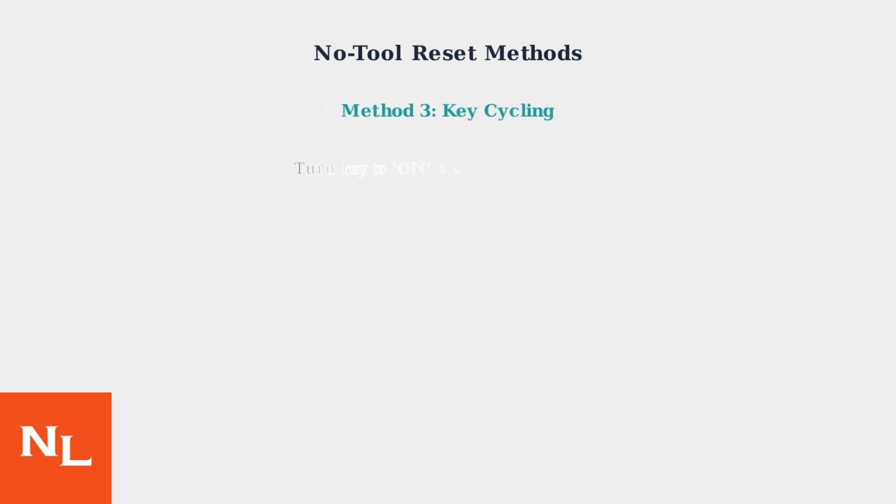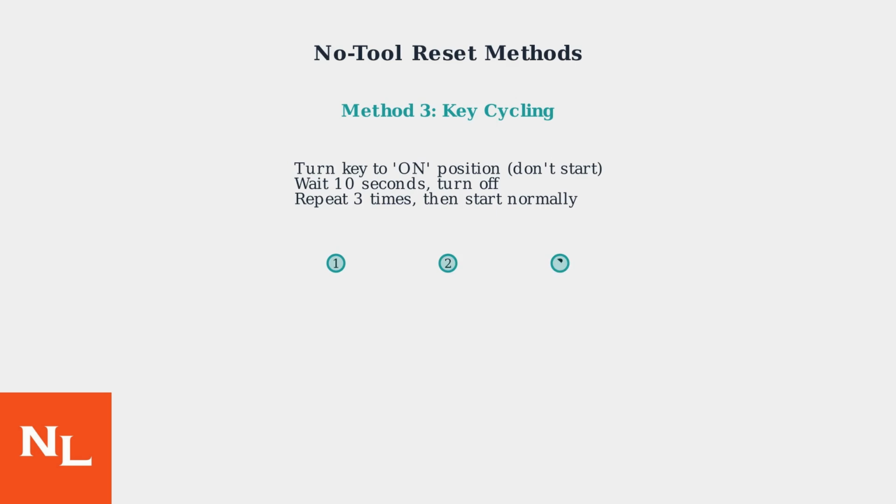The third method is key cycling. Turn your key to the on position without starting the engine. Wait 10 seconds, then turn it off. Repeat this process 3 times, then start your vehicle normally.